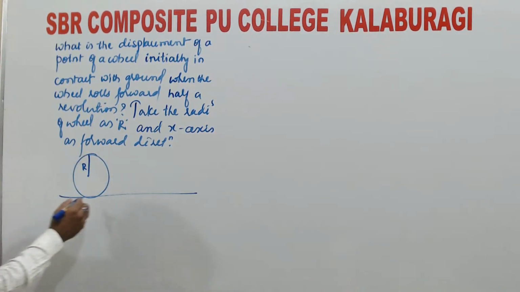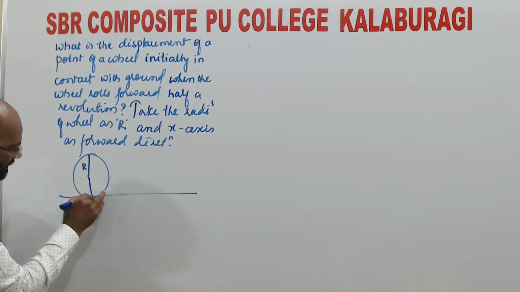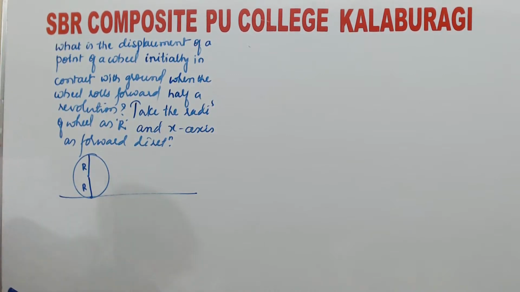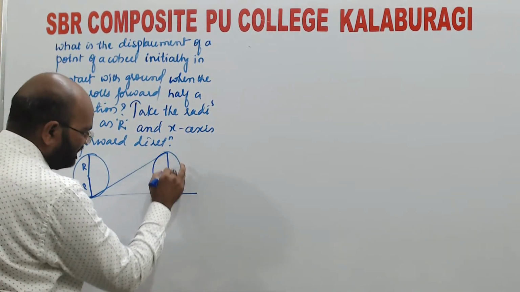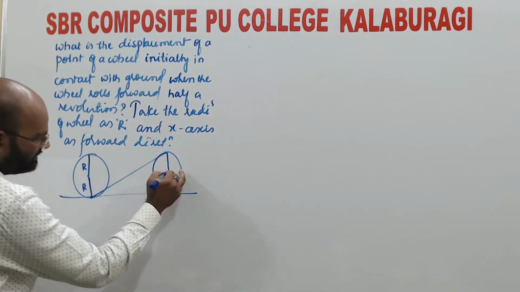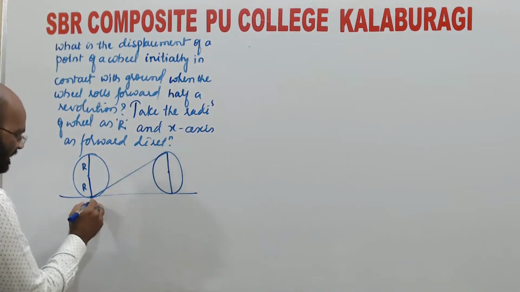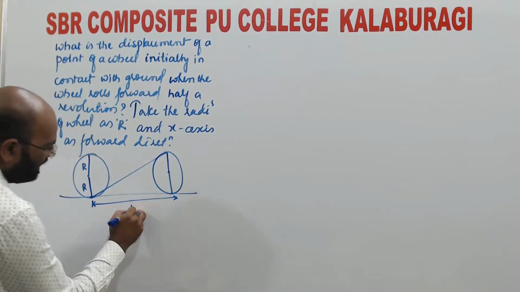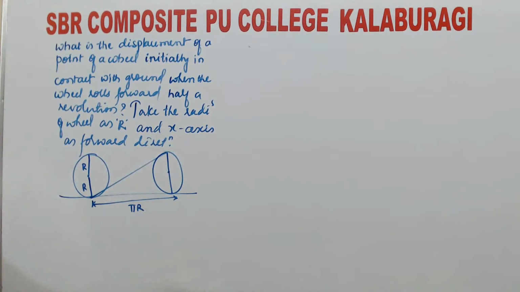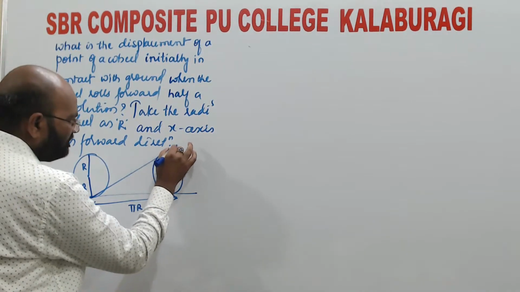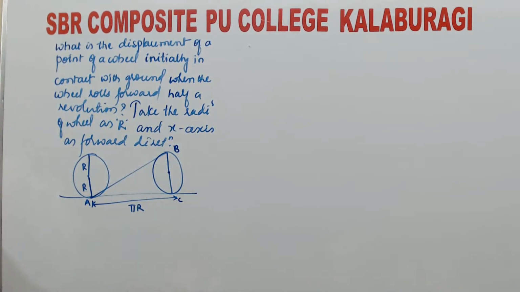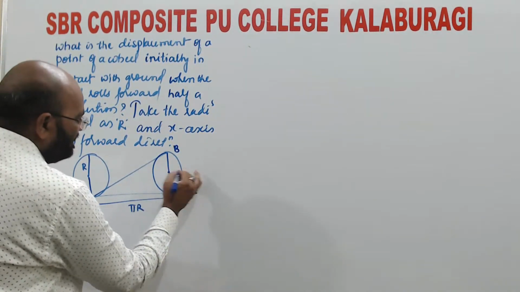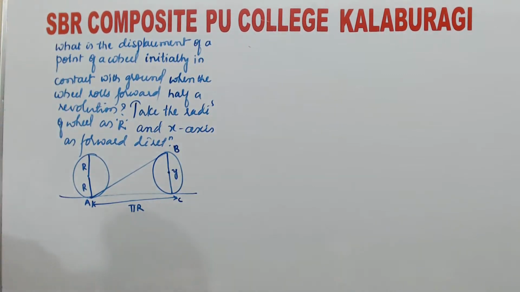Then, from the point of contact, this point will be taken, and now if it is going to reach half of the revolution, that means half a revolution here. The distance from here to here is pi r, pi times r. This is B, and you consider this as A, and I will consider this one as C.